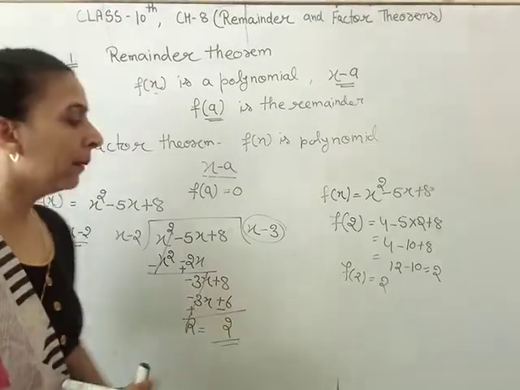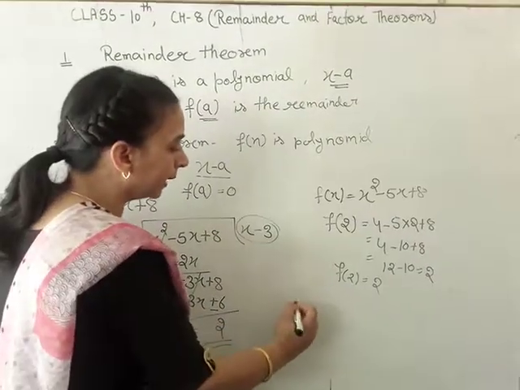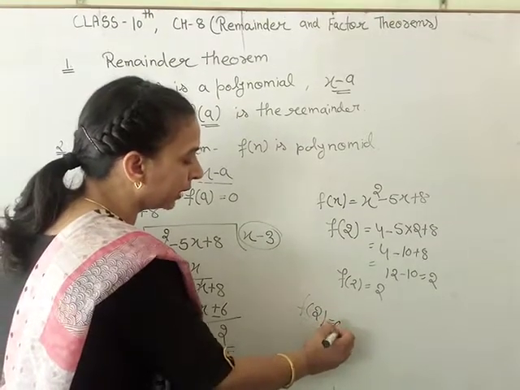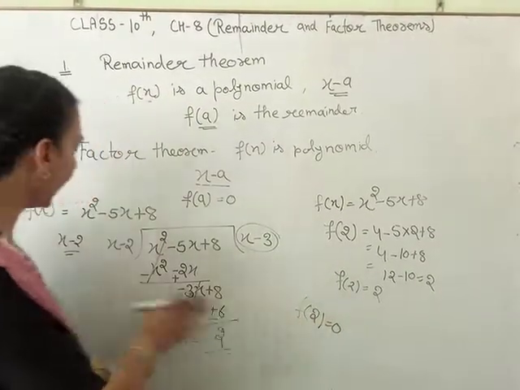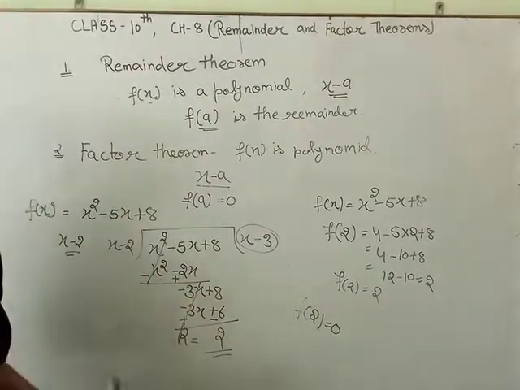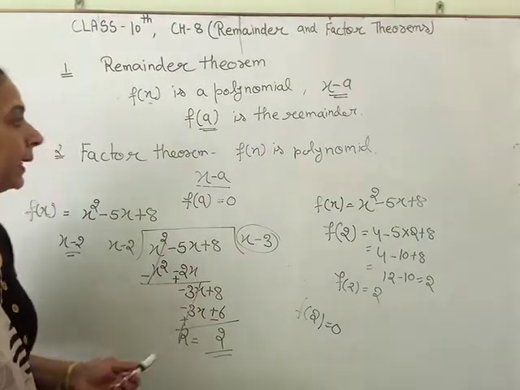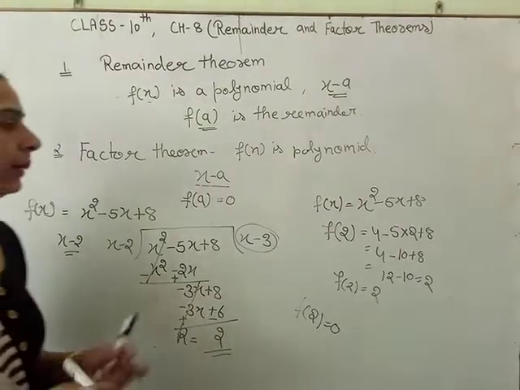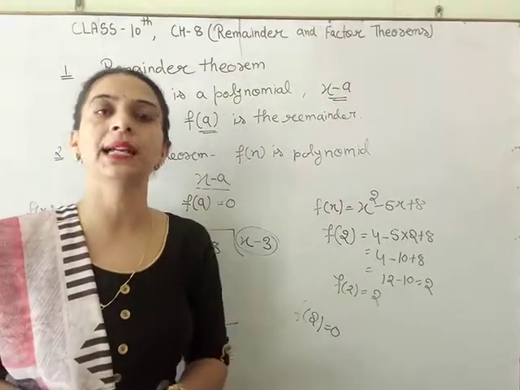Students, but if this remainder is equal to 0, then we say that x minus 2 is a factor of this polynomial, and this is the factor theorem. In this chapter, only these two theorems are there.